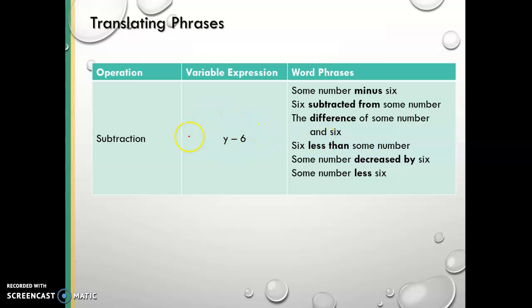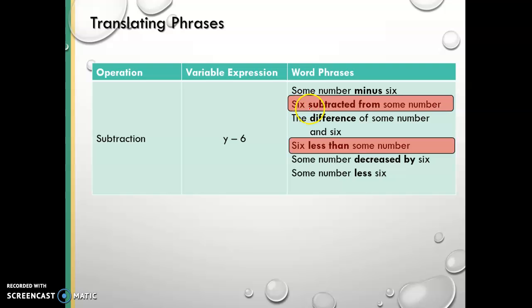Then we have subtraction here, y minus 6. The expression is y minus 6. So some number minus 6, 6 subtracted from some number, and the difference of some number and 6. We have 6 less than some number, and then some number decreased by 6, some number less 6. These are all translated to y minus 6. It's just written in a different manner.